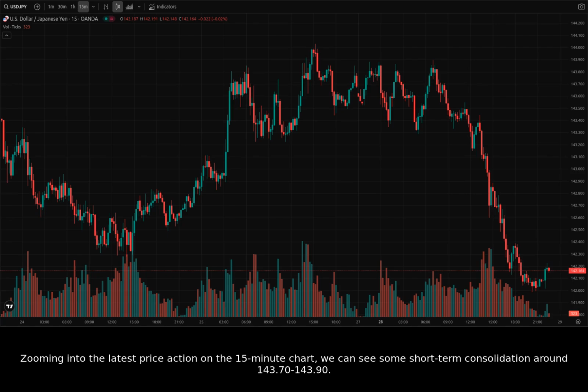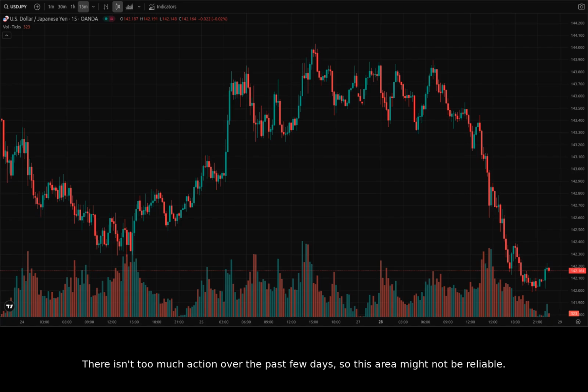Zooming into the latest price action on the 15-minute chart, we can see some short-term consolidation around 143.70 to 143.90. There isn't too much action over the past few days, so this area might not be reliable.